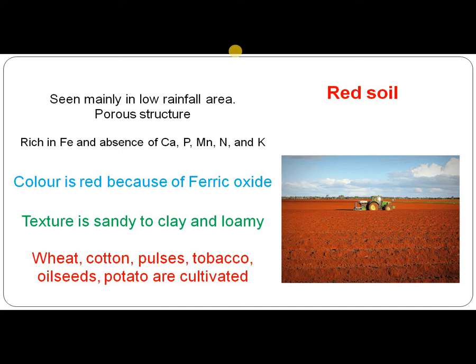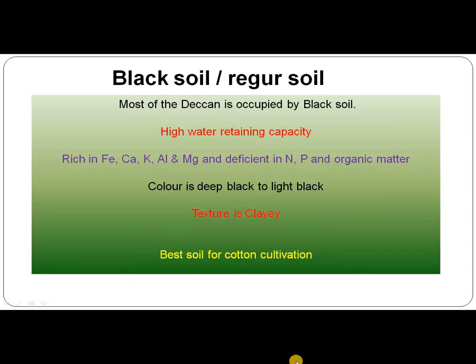Texture is sandy to clay and loamy. Usually wheat, cotton, pulses, tobacco, oil seeds, and potato are cultivated where the red soil is available.